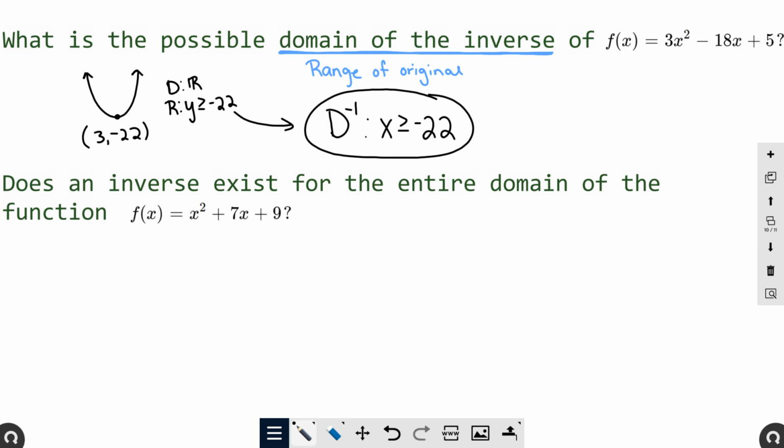All right, last question. Does an inverse exist for the entire domain of this function? Well, what is this function? It's a parabola, right? So does the inverse exist? No, because it doesn't pass the horizontal line test. So the inverse does not exist. So you would say no. But we could limit the domain so an inverse would exist.